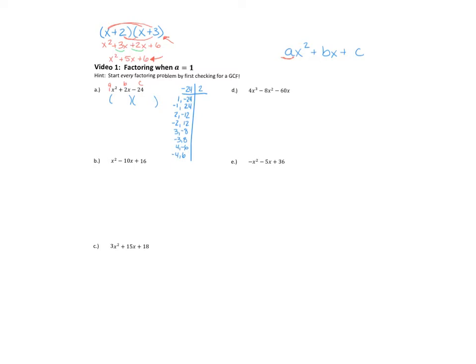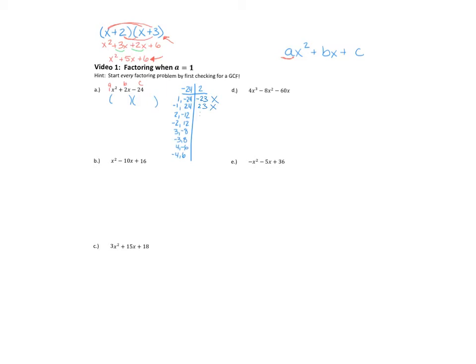And then I start summing these together to see which of these are going to sum to give me 2. So for instance, 1 and a negative 24 gives me negative 23. That's not what I'm looking for, so that's not the correct combination. Negative 1 plus 24 would give me positive 23. Also not what I'm looking for.